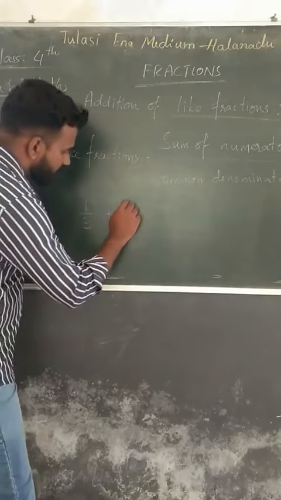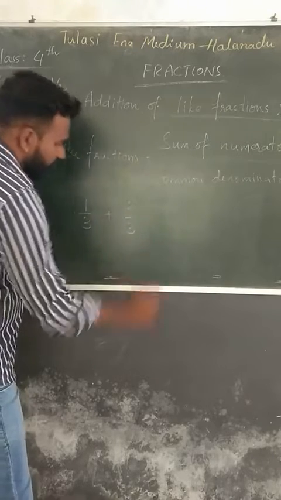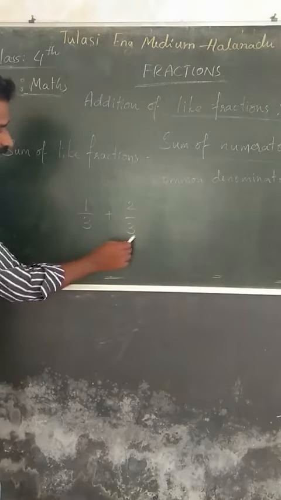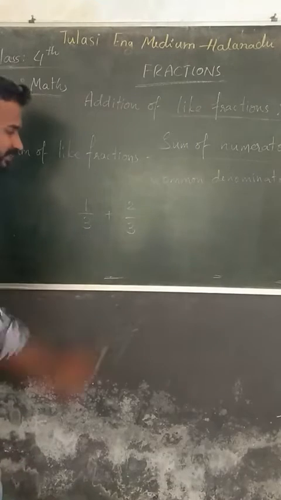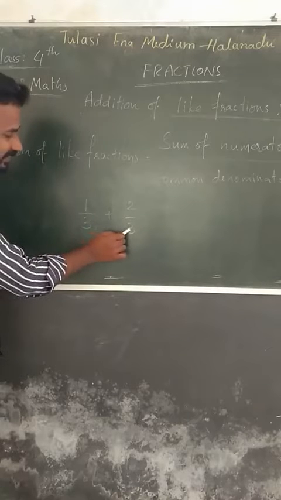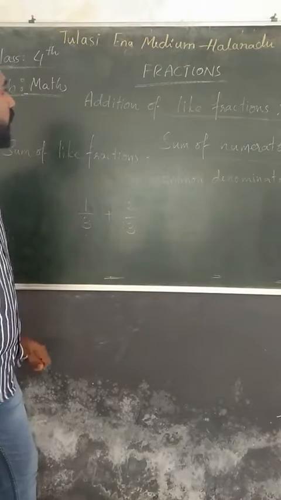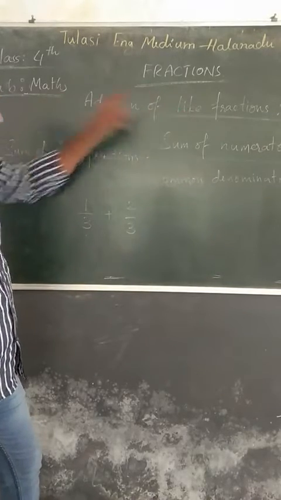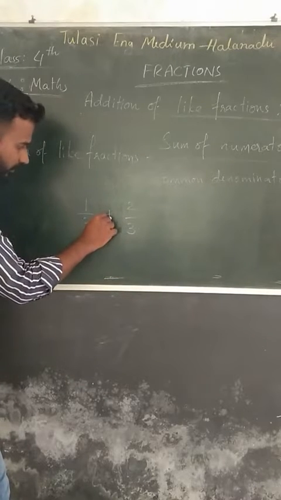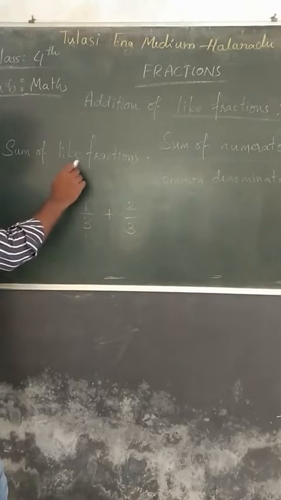1/3 plus 2/3. So 1/3 and 2/3 both are like fractions because the denominators are the same. Already I told you, if the denominators are the same, such fractions are called like fractions. So we are adding like fractions, 1/3 plus 2/3.